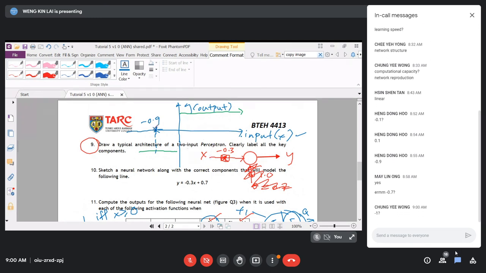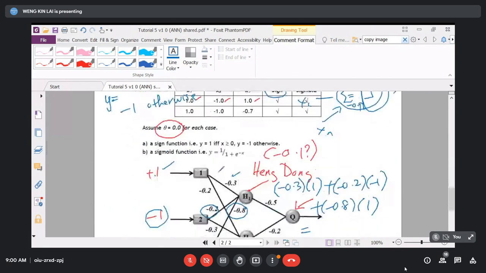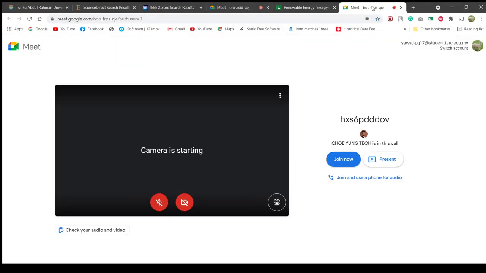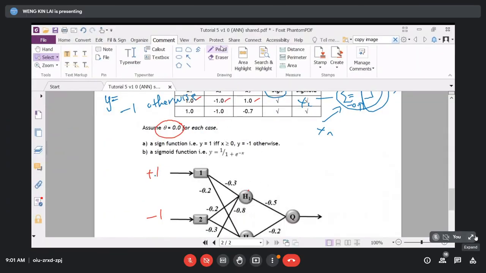So you can see here, actually the answer is one. Sorry, this is minus one. So what you have here is that your output will be minus one.